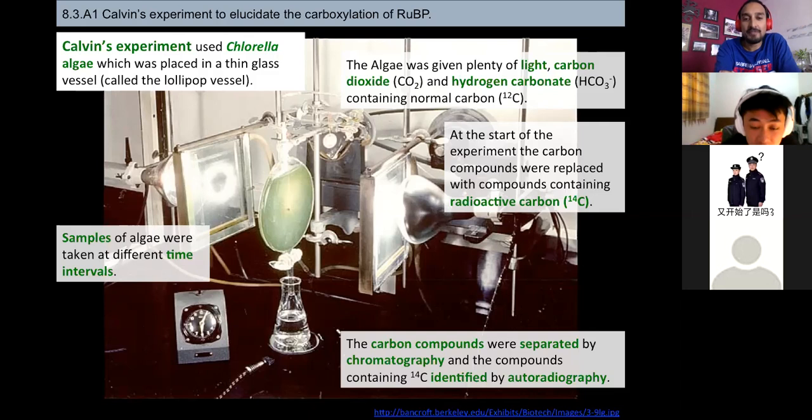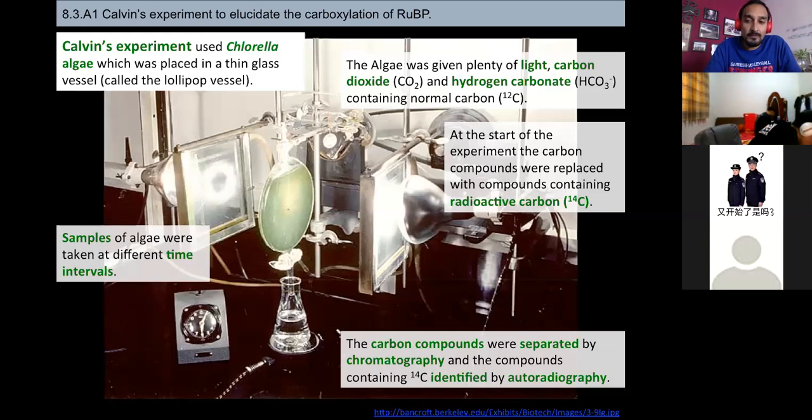But anyway, this lollipop flask, you can see the picture there. It's a very thin, circular flask. So it has a flat side, and then a skinny side. Imagine just a thin circle that is a flask. You can fill it with whatever fluid you want. So the lollipop vessel is filled with water and chlorella, which is photosynthetic algae. What he does is he allows the algae to photosynthesize. So he gives it carbon dioxide, gives it light, and just lets it photosynthesize.